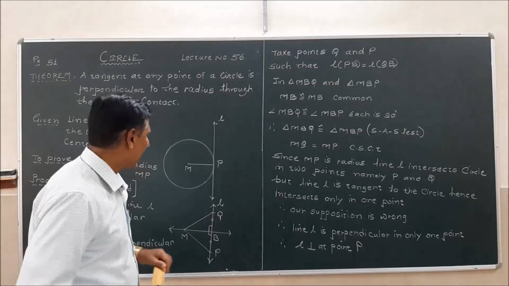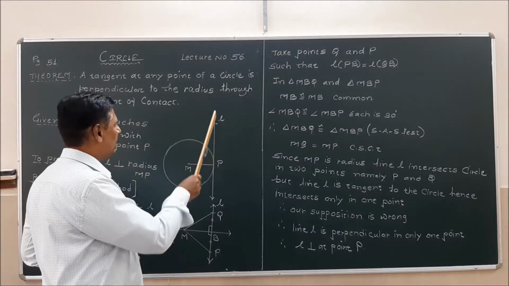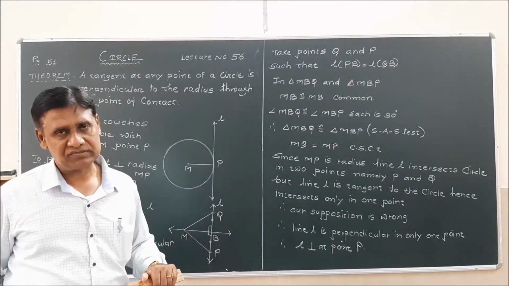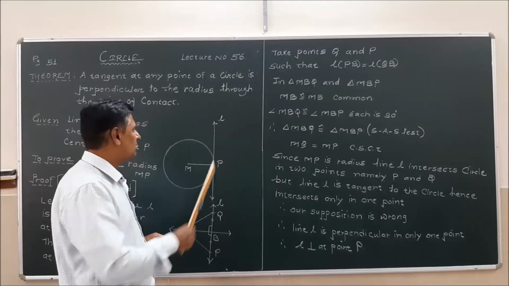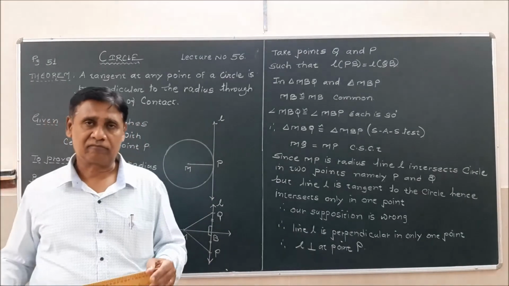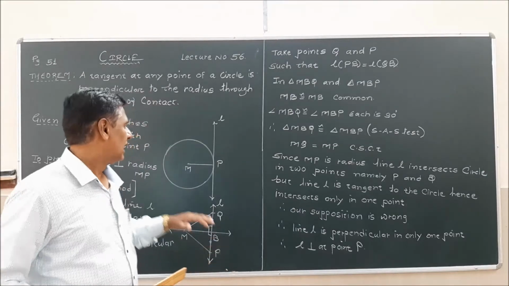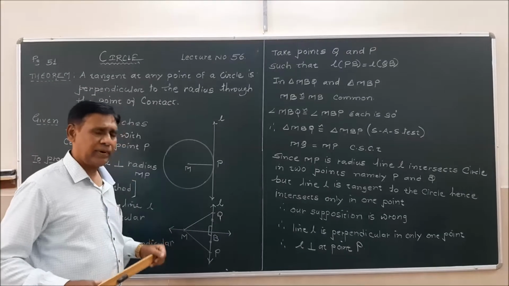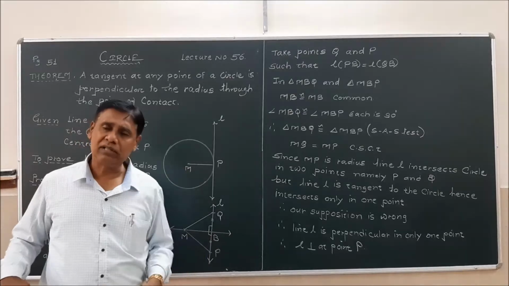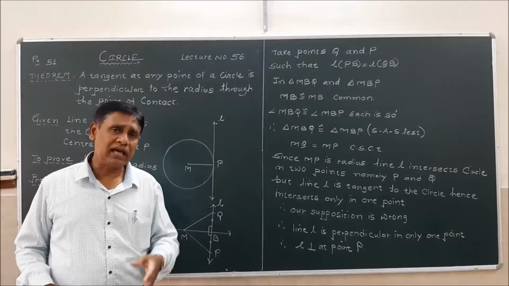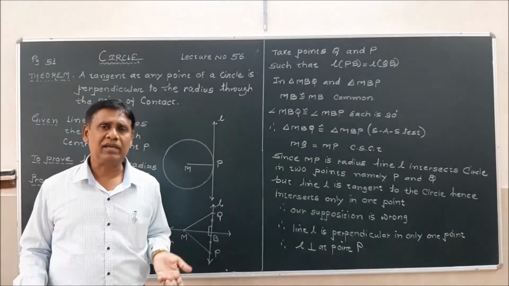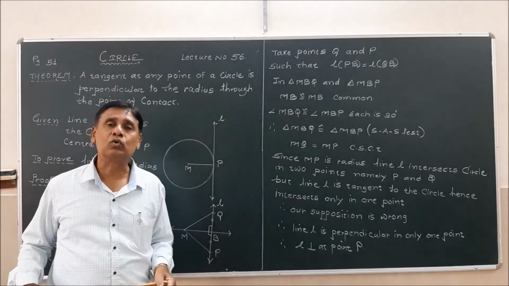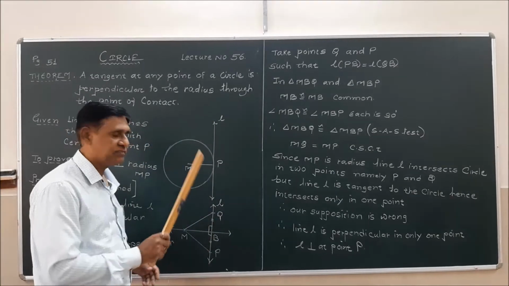Okay. Now we have to prove that MP is perpendicular to L at point P. So our supposition is that MP is not perpendicular to L at P. What is our supposition? That MP is not perpendicular to L. If it is not perpendicular at point P, then you know that there may be at least one point at which the line from M will be perpendicular to L, and that point we have taken as B.